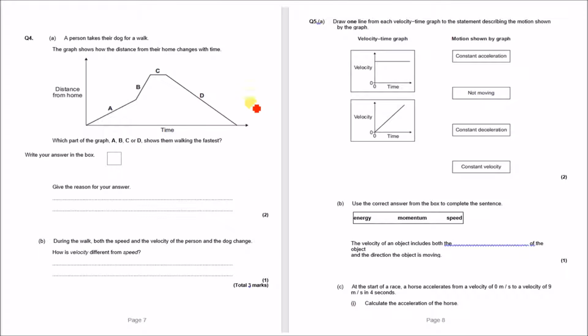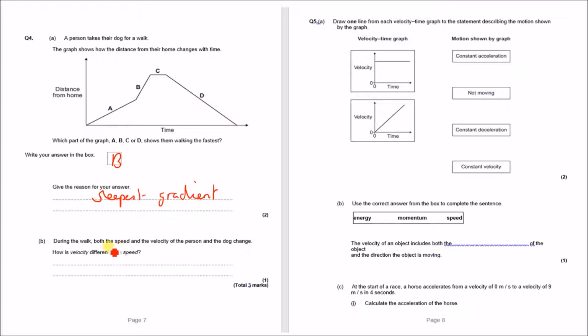Right, a person takes their dog for a walk. The graph shows how the distance from their home changes with time. So, which part of the graph, A, B, C, or D, shows them walking the fastest? Well, this is the steepest part of the graph, which is B. This is the steepest gradient.